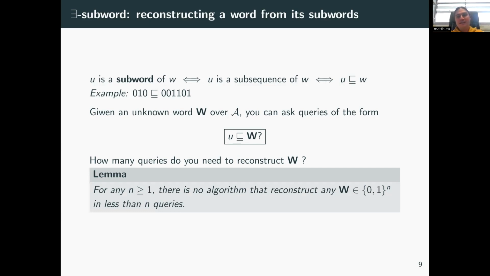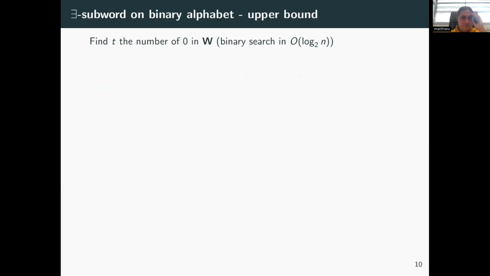The first thing we can notice, with the exact same argument as previously, is that every query has two possible outputs. Either yes, this is a subword, or no, this is not a subword, which means that I need at least n queries to be able to reconstruct W if W is of length n. I will assume that the length of W is known in advance. It doesn't make a big difference, but I will assume this.